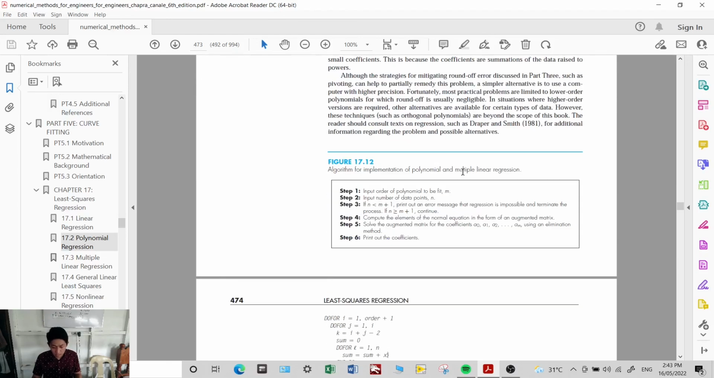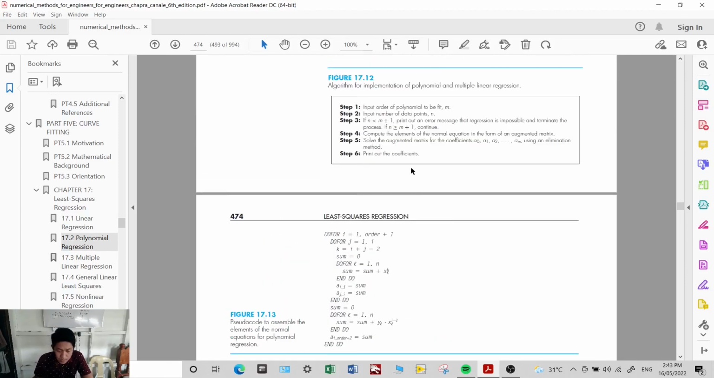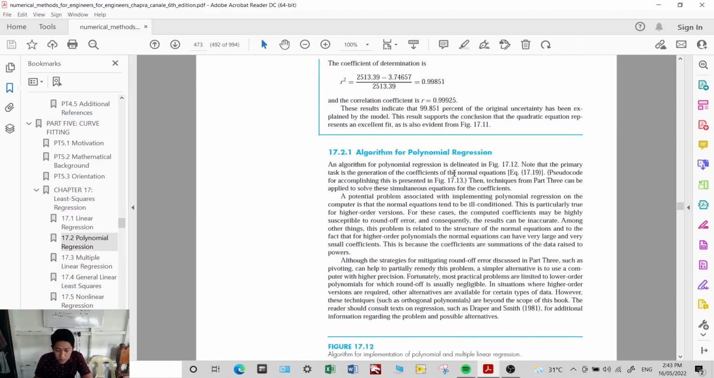Okay, for the pseudocode, you can find it here, figure 17.13 for polynomial regression.